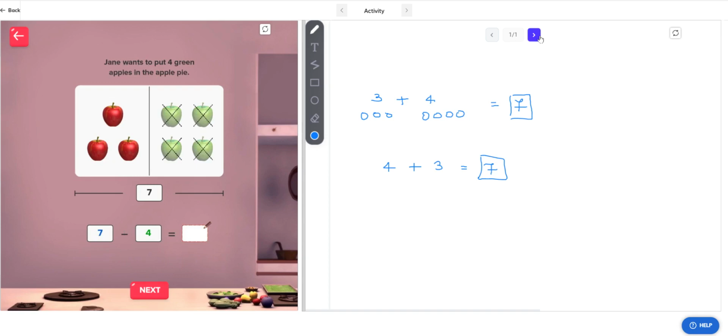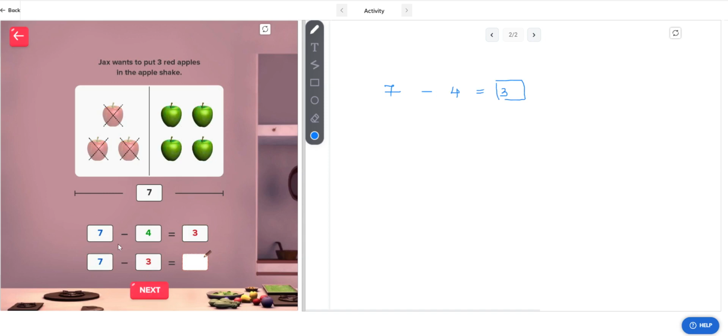Let's try another example. Jane wants to put 4 green apples in the apple pie. So I have a total of 7. I am taking away 4 green apples. How many do I have left? I can see 3 red apples, right? So 7 minus 4 is 3.